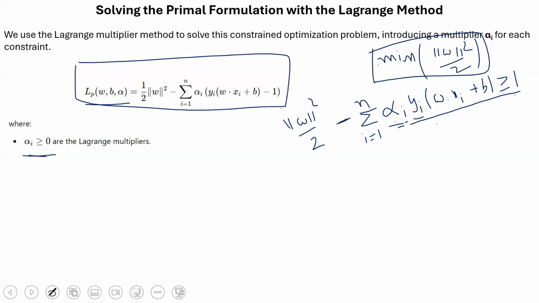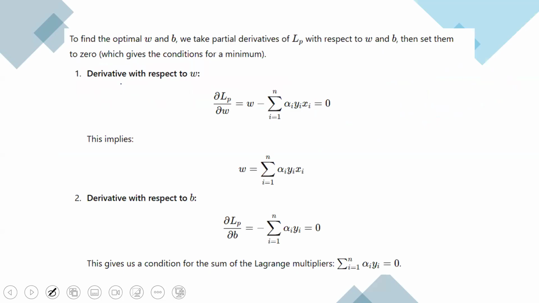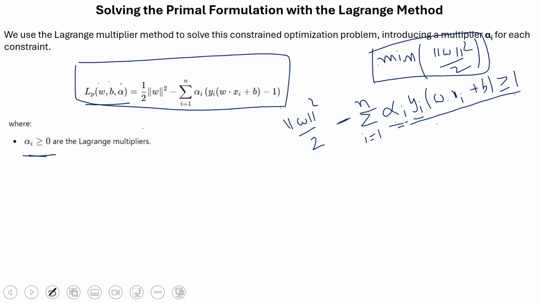But now the next step is to take the derivative of this equation with respect to W, and see what is happening with respect to B, and with respect to alpha. To solve that unconstrained problem, let's take the derivative with respect to W and see what is happening.